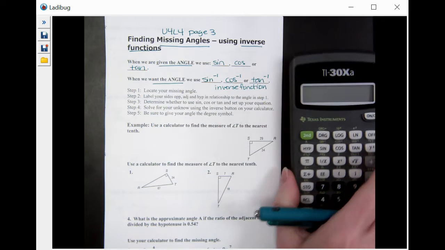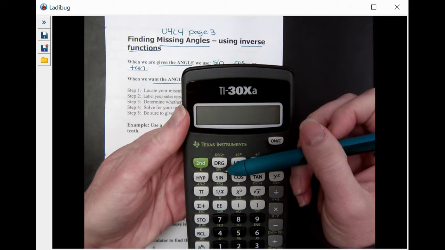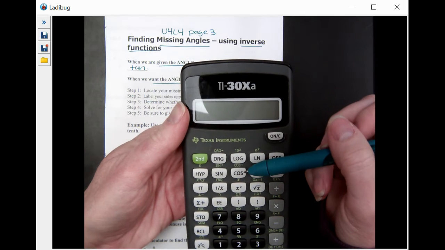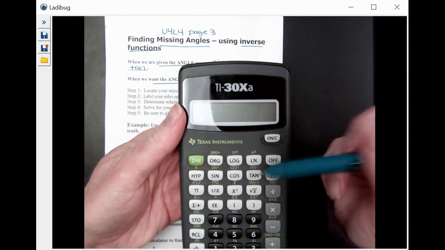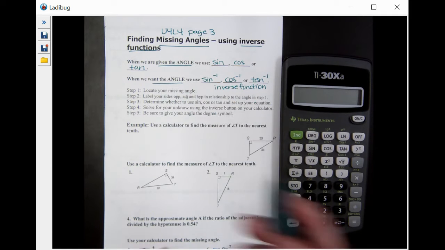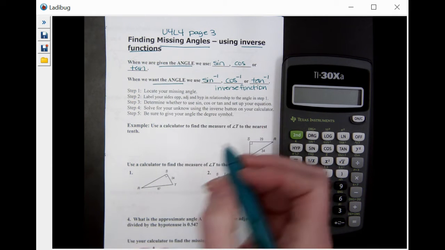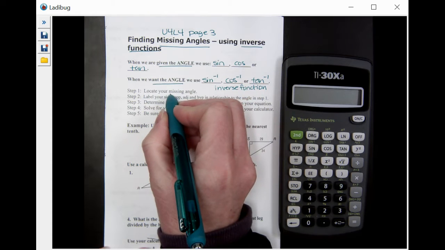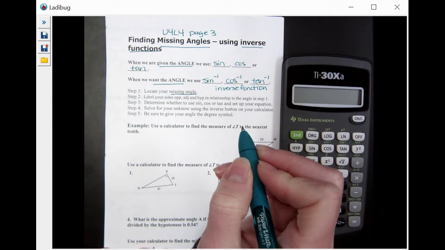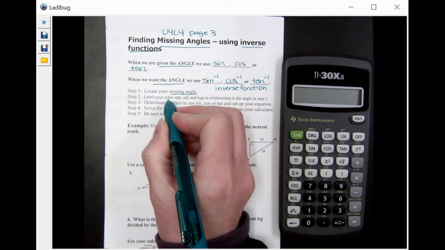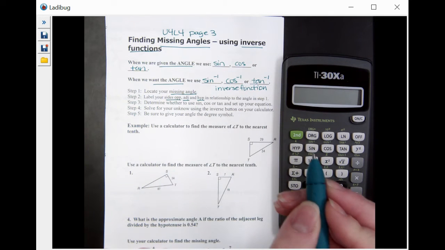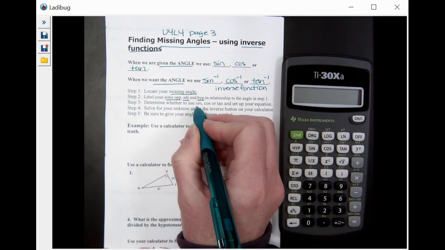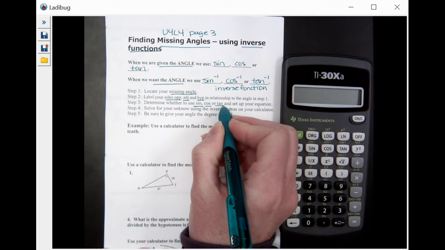And on our calculators, you'll notice that there's a sine inverse above sine, a cosine inverse above cosine, and a tangent inverse above tangent. So the steps are exactly the same as finding sides. First, we locate our missing angle, what we want to try to find. We label the sides opposite, adjacent, and hypotenuse in relationship to this angle. We determine whether we want to use sine, cosine, or tangent.